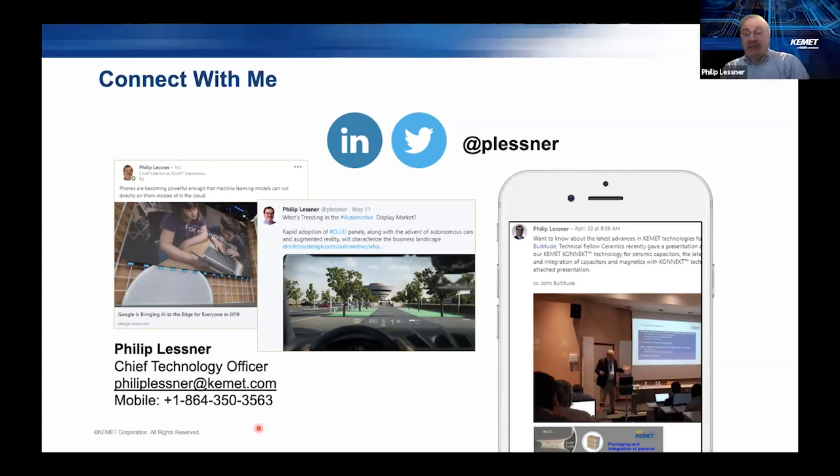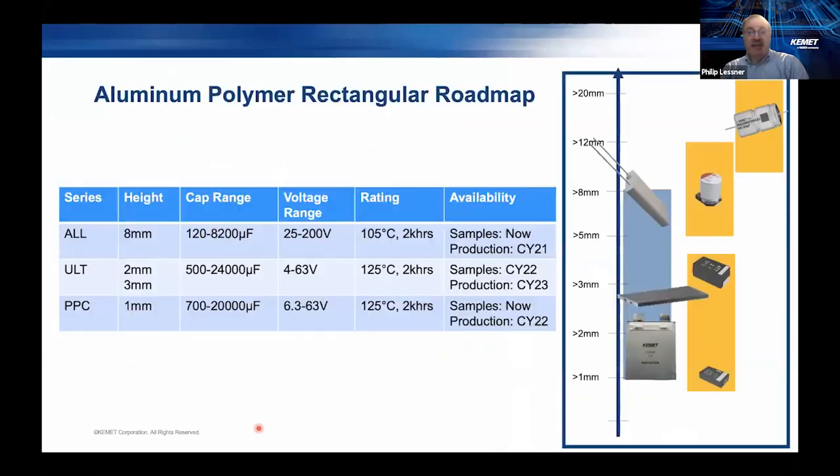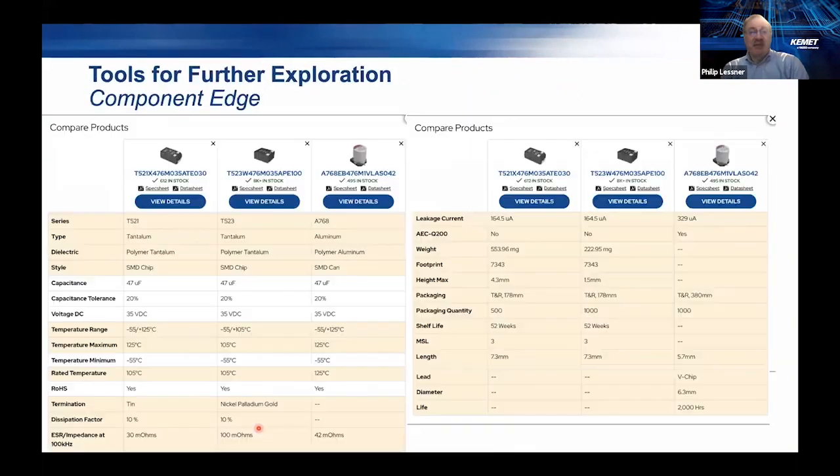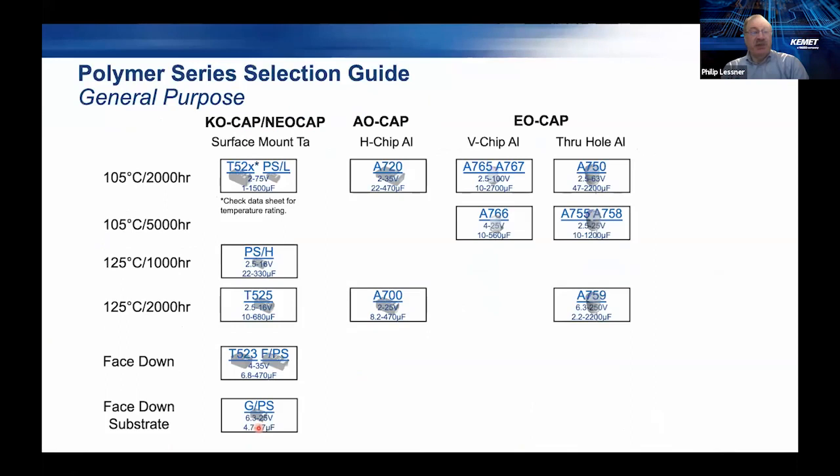Yeah, so right now in AO, we don't have plans for downsizing, but we can. In KO, let me go back here. So the series where we have the smallest case sizes are this FPS and GPS series. So the GPS series is available down to 0805 case size. And we could do 0603s if we choose to.